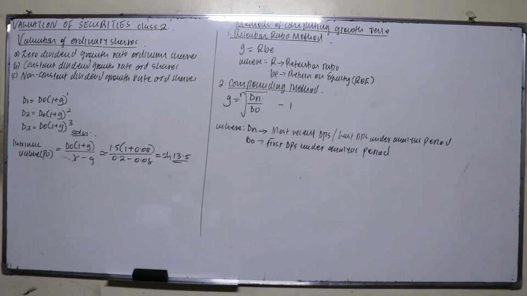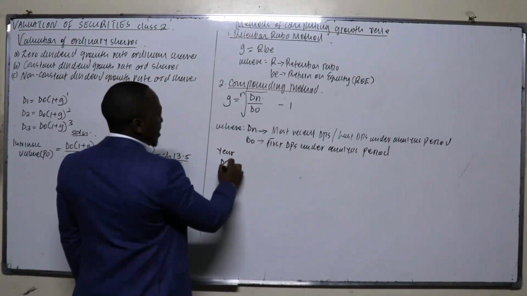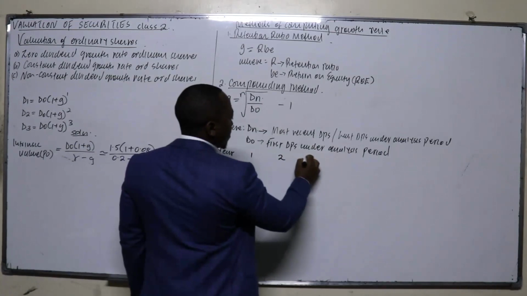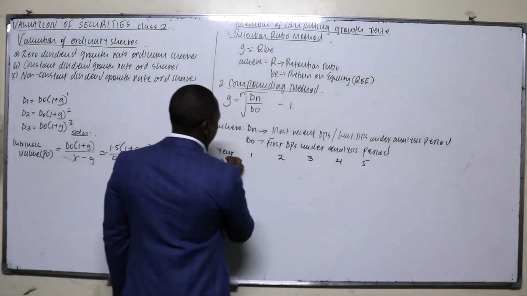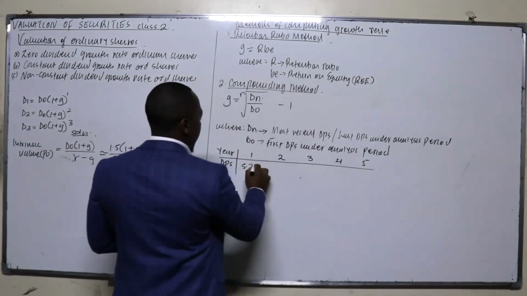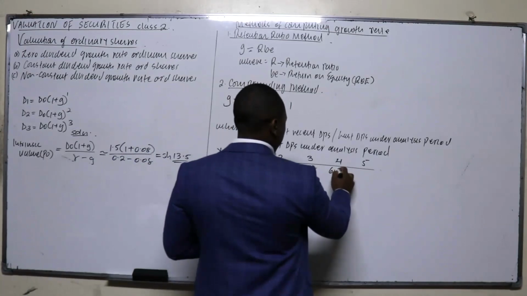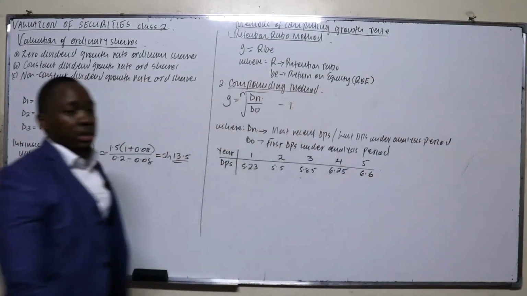Illustration one. You see that? A company has been paying the following dividend for the last 5 years. So we have the year and the dividend per share. Year one, year two, year three, year four, year five. The first dividend to be paid was 5.23, then 5.5, 5.85, 6.25, 6.6.